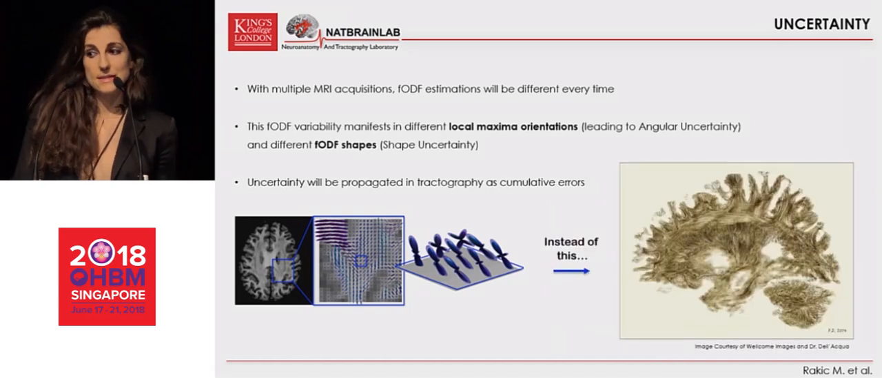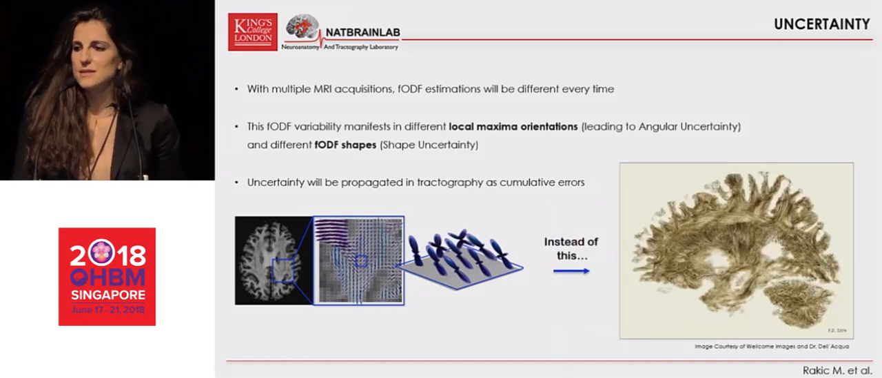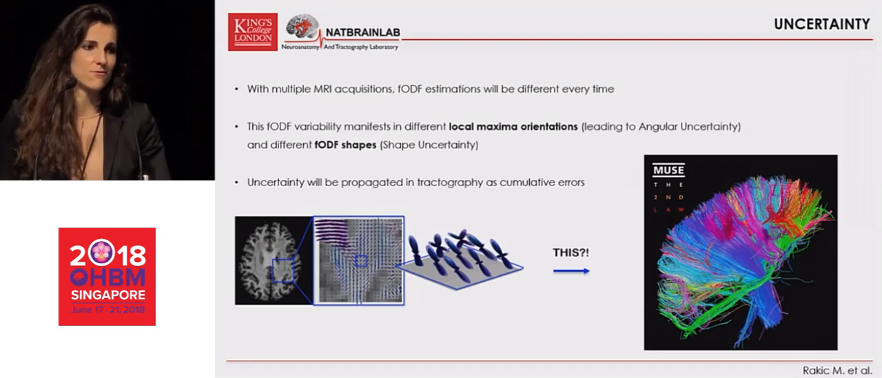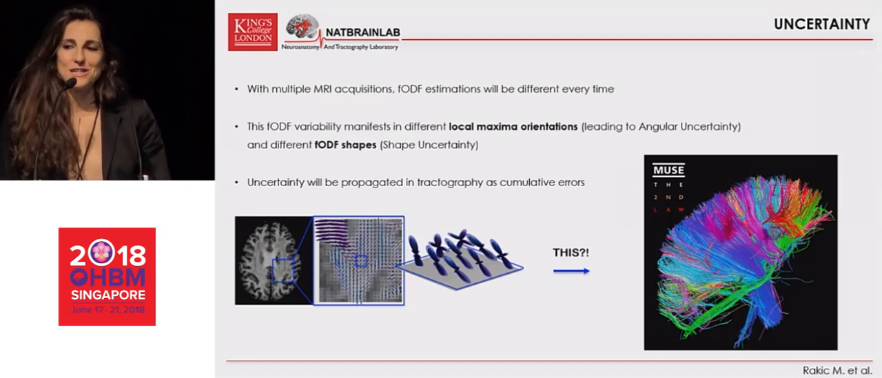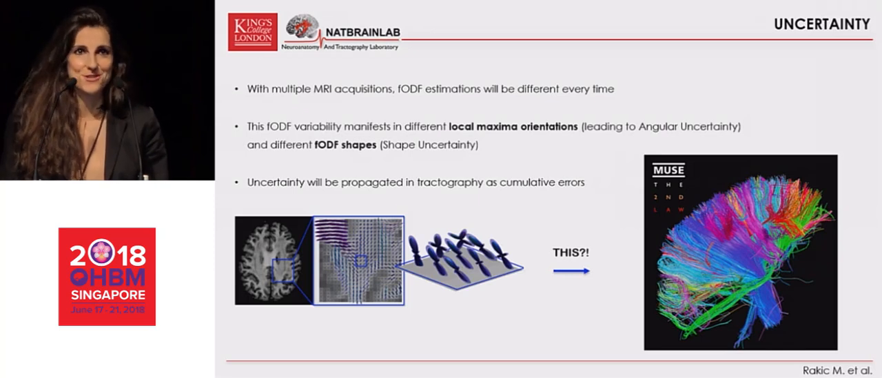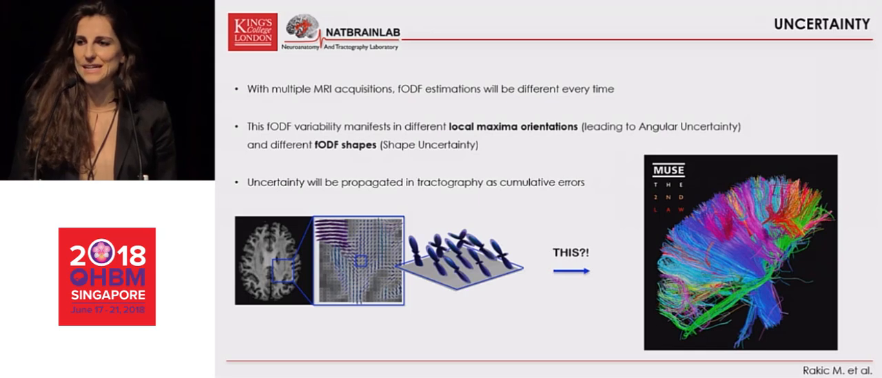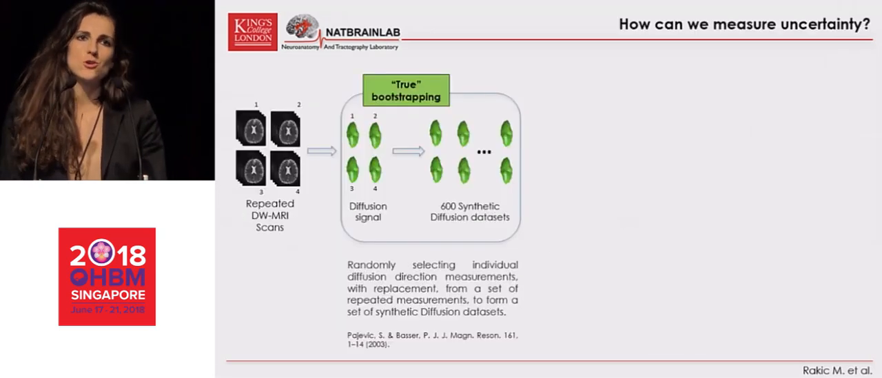So instead of nice tractograms like these, you get something more like this, with lots of false positives. And even though this is good enough for a rock band, it might not be good enough for neuroscientists and neurosurgeons who want to use this method for neurosurgical planning. So how can we measure this uncertainty?